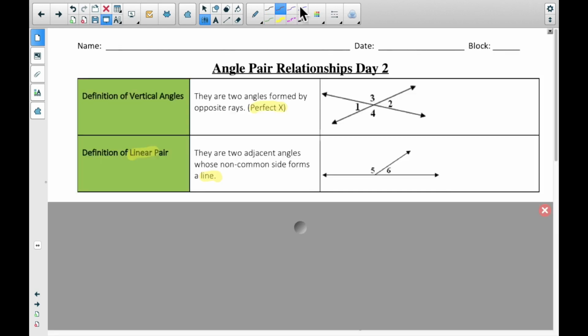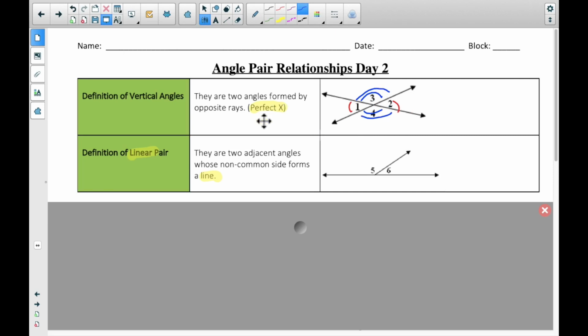Okay, so if we look at angle pairs, two of the other angle pairs that we need to talk about are vertical angles and something called linear pairs. The definition of vertical angles is they are two angles formed by opposite rays. They make a perfect X. And it's really the points or the corners inside that X. So let me show you. Angle 1 and angle 2 are vertical angles. Angle 3 and angle 4 are also vertical angles. So 3 and 4 go together and 1 and 2 go together.